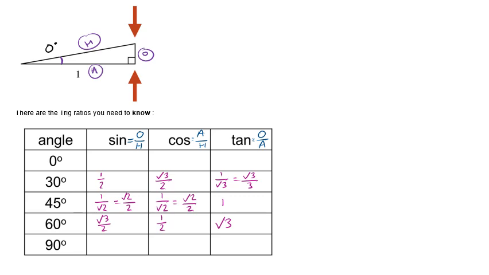So sine is equal to the opposite, which as this is squeezed to nothing is just going to be 0, divided by the hypotenuse, which is going to be 1. So that's just equal to 0. Cosine of our angle is equal to 1 divided by the hypotenuse. And tangent is equal to the opposite, which is 0, divided by the adjacent, which is 1. So that's going to be 0.